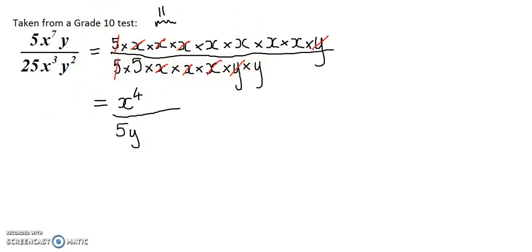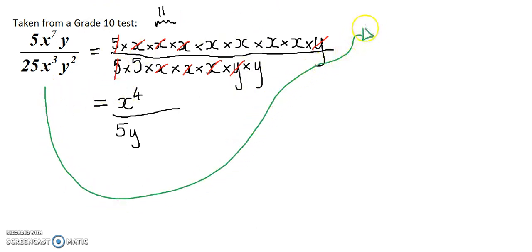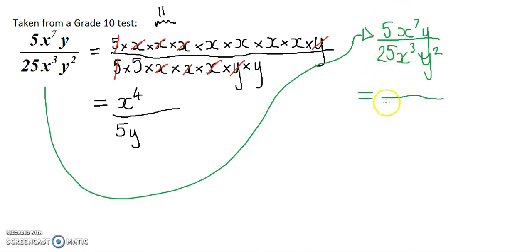Now, how would I have done this in a test? These are the calculations I would have shown in a test. First, I would have written down the question. 5 times x to the power of 7 times y, and then underneath it, 25 x to the power of 3, y to the power of 2. Well, the truth is, I would jump straight to the answer, because I know that 5 goes into 25. So I can cancel the 5 with 25, and I know I'm just going to have 5 left on the bottom.